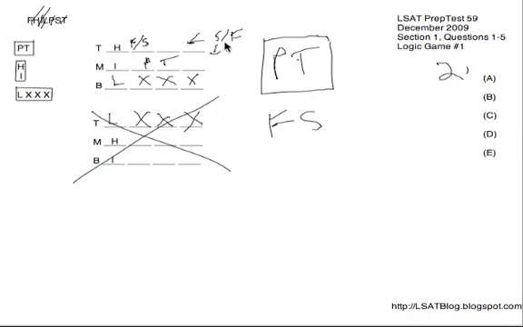We just don't know. Anyway, they're asking us what could be true. Could F be on the middle? Yes, it could be on the middle. Like I said, F could go either way. So A is actually our answer for number 2. I will look at the rest though.